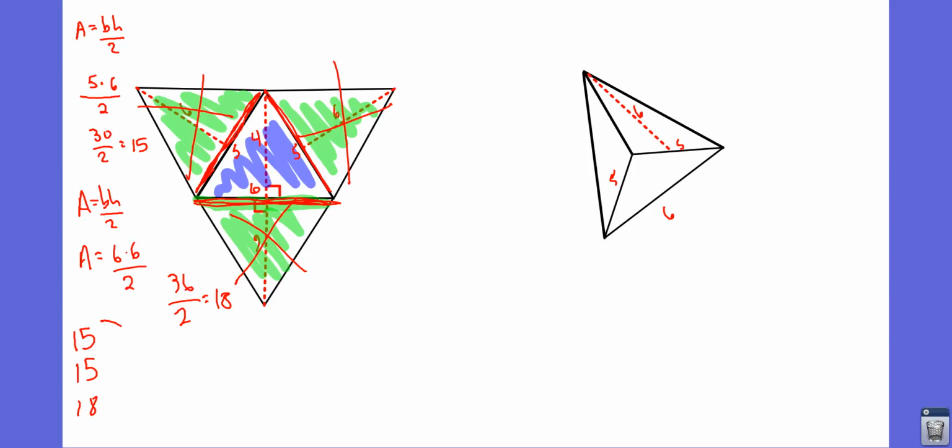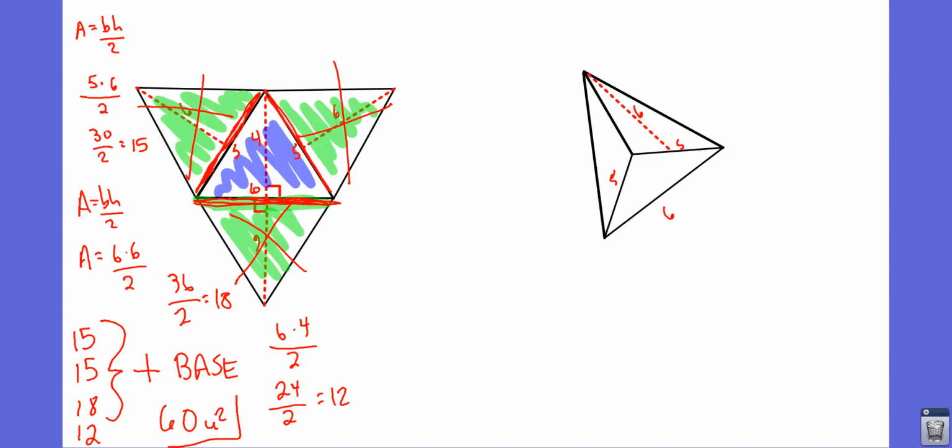So right now we have the lateral surface area. Now we're going to add the base, which is the base of that triangle is 6, and the height is 4 divided by 2. So 24 divided by 2 gives you 12. So let's add that 12 onto there. So 15 plus 15 plus 18 plus 12. That should give you a total of 60 square units. Yep. And now we can go and take a look at the other way.